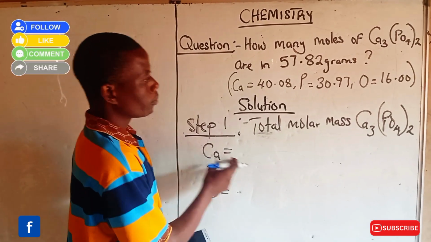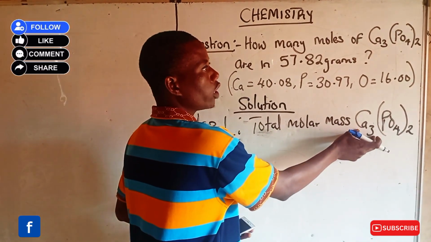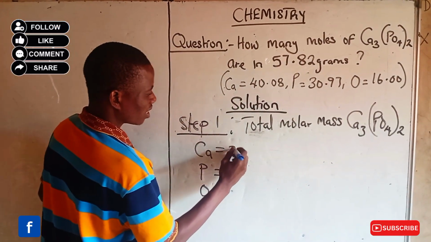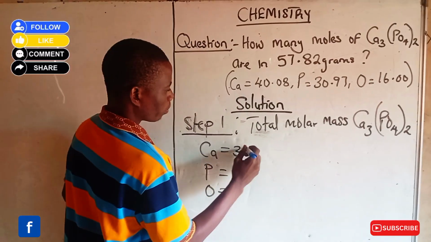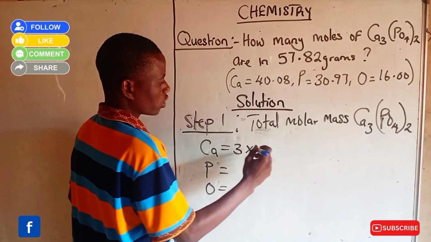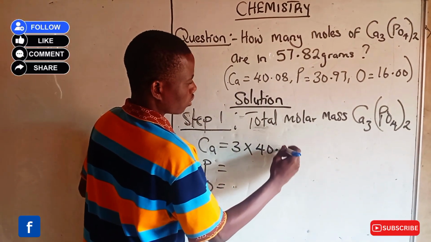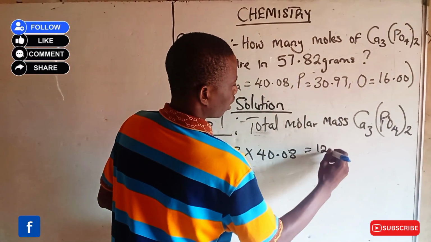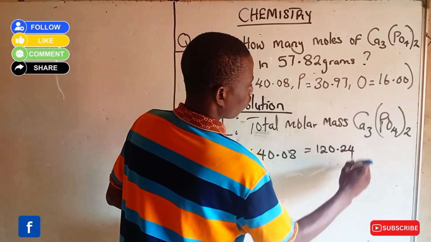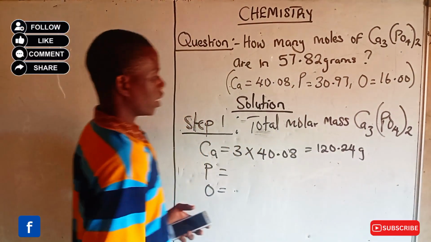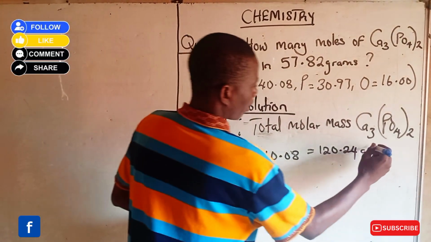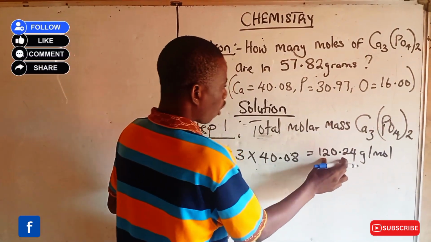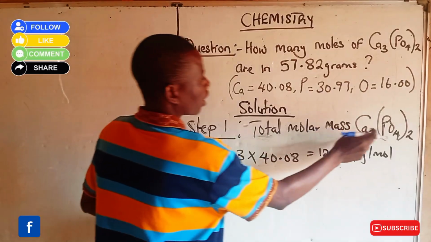Now for calcium, you can see we have 3 molecules of calcium. You can see it here, 3 molecules. So you are going to use these 3 multiplied by the molar mass of calcium, which is 40.08, which will give us what? 120.24 gram per mole. This is the total molar mass of calcium present in calcium phosphate.